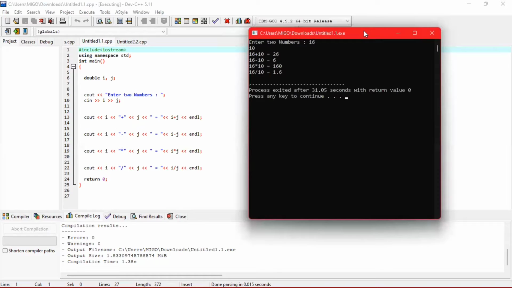In our second program, just like what I mentioned before, we still used iostream, using namespace std, int main, and the output representation cout, as well as cin for input. We also used the letters I and J to represent the two numbers that are being asked. After running the program, we choose 16 and 4 as our first and second numbers. Then we are provided with 20, 12, 64, and 4 after adding, subtracting, multiplying, and dividing the two numbers respectively.